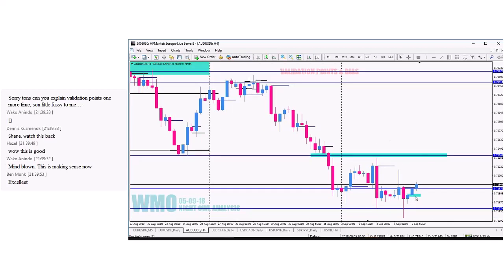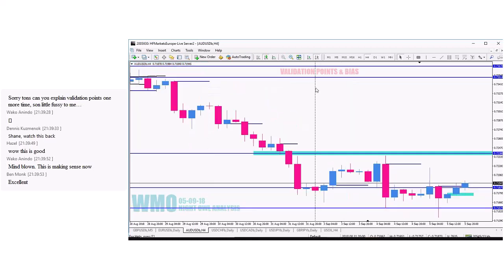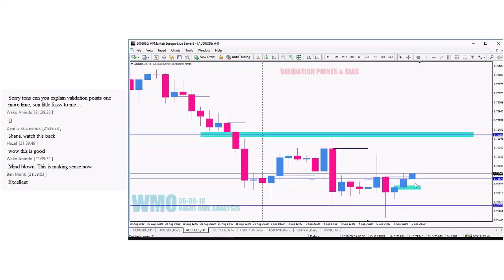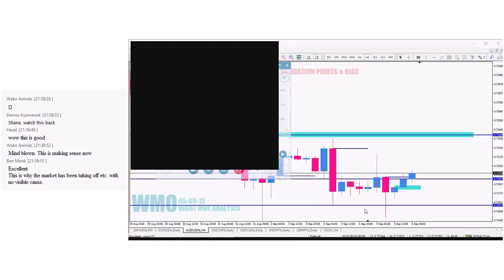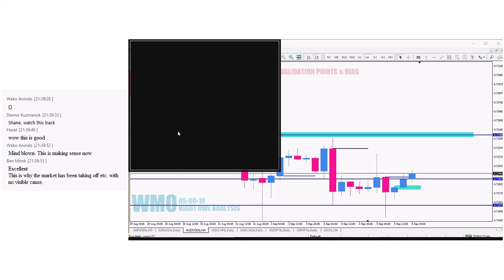So for me now, if I were to trade this, I've seen this aggressive close above. I would be willing to trade this all the way to that level, and I'll wait for what price wants to do. Yes, you can call it the invisible cause.